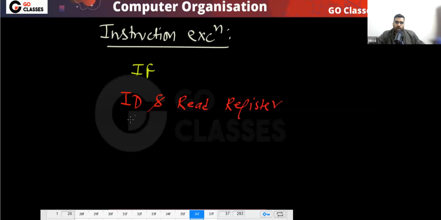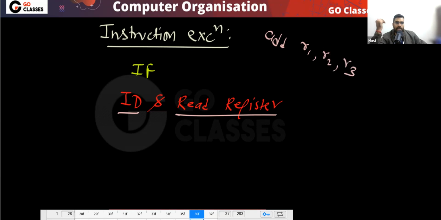Then you will decode. You want to find out which type of instruction this is: addition instruction, subtraction instruction, multiplication instruction, load instruction, what type of instruction this is. And you want to read the registers. For example, let me assume that your instruction is add r1, r2, r3, and let me assume r1 is the destination. So it means you are adding and you are putting the result into r1.